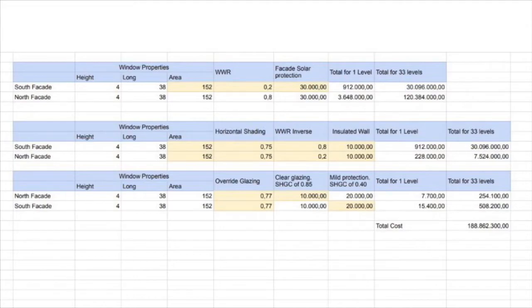For the north facade, we multiplied the override glazing of 0.77 times a mild protection of 0.40 that costs 20,000, and that gave us a final cost, taking the whole building of 33 stories high for this facade, of 508,200. And last, our grand total was 188,862,300.